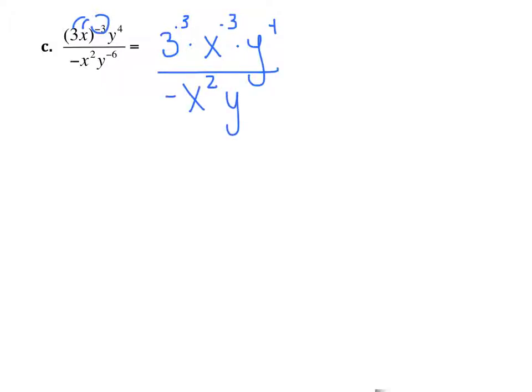All right, let's take a look at one last one. All right, we're going to start with this one by distributing out our negative 3. So I'm going to have 3 to the negative 3rd times x to the negative 3rd times y to the 4th, all over negative x squared y to the negative 6.